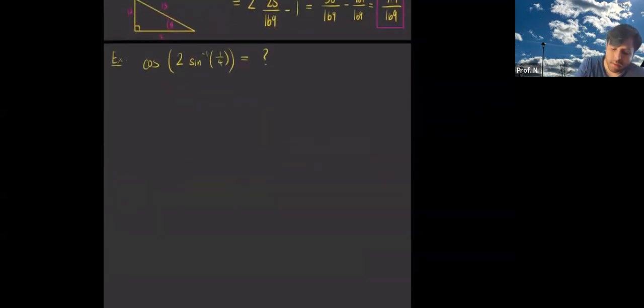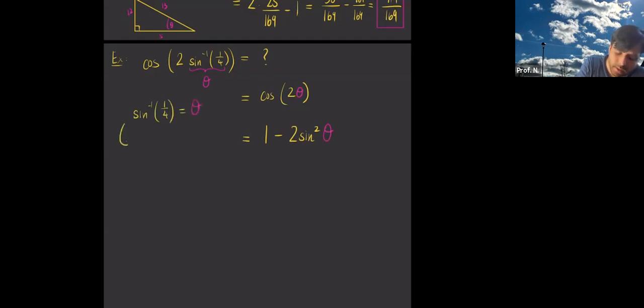Same thing, guys. Take the inverse trig, call it theta. What is this going to be? Cosine of twice theta. What is cosine twice theta? I'm going to use sine for this, okay? So it's 1 minus 2 sine squared theta. Unpack theta. Sine inverse of 1/4 equals what? Theta. Rewrite this. Sine theta equals 1/4.